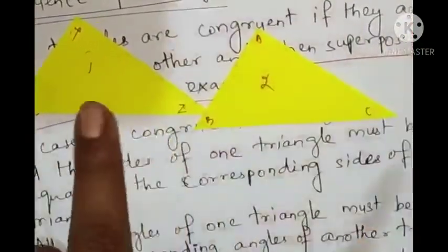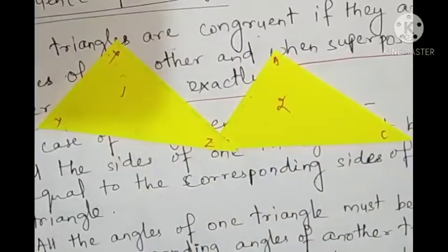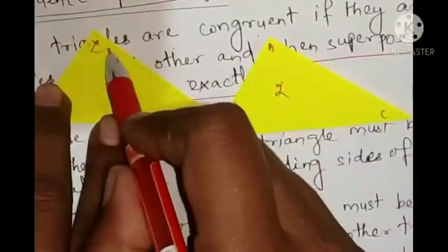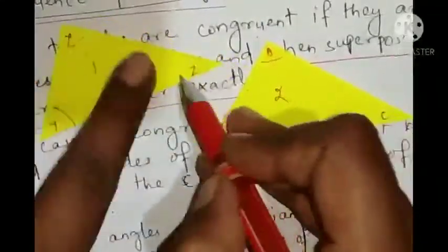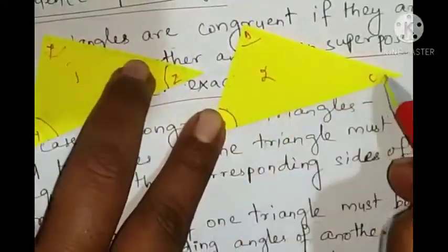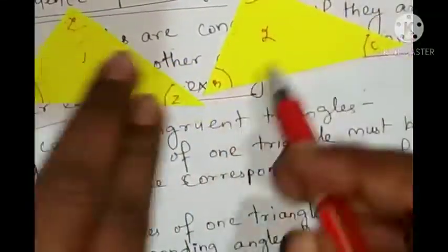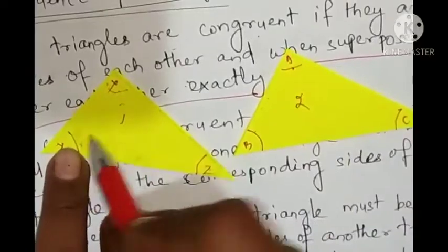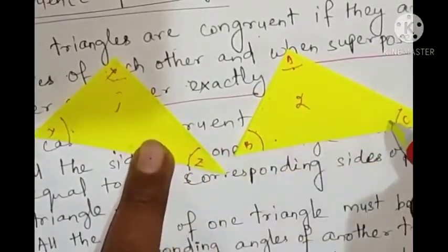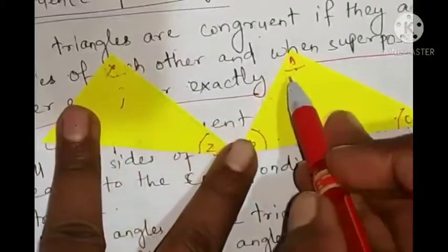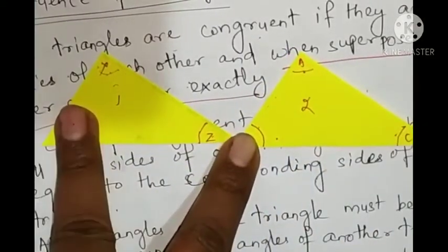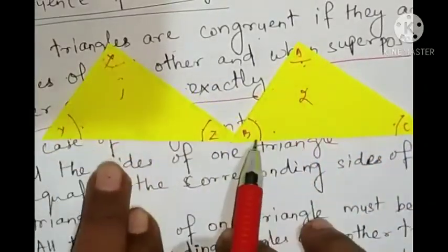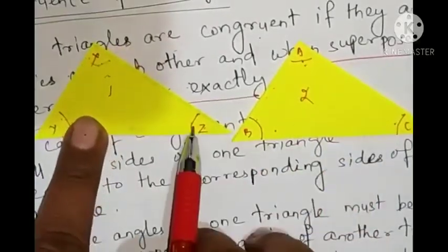Okay, a little bit I'll zoom it. Then all the angles of one triangle must be equal to the corresponding angles of the other triangle. Means these angles are equal to each other. Means angle X is equal to angle A, angle Y is equal to angle B, angle Z is equal to angle C. So the corresponding angle of A is angle X, of B is angle Y, of C is angle Z.